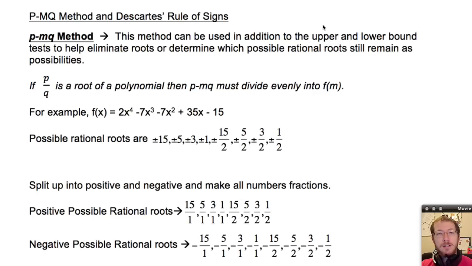Okay, in this lesson we're going to be talking about the P minus MQ method and Descartes' Rule of Signs. Two more methods helping us find the roots of polynomial functions. And these two methods can be used in addition to what we talked about in the last lesson, the rational roots theorem and the upper and lower bounds. Not really in place of, but in addition to help us to find roots or to narrow down our list of roots from the P over Q and upper and lower bounds. So let's start with the P minus MQ method.